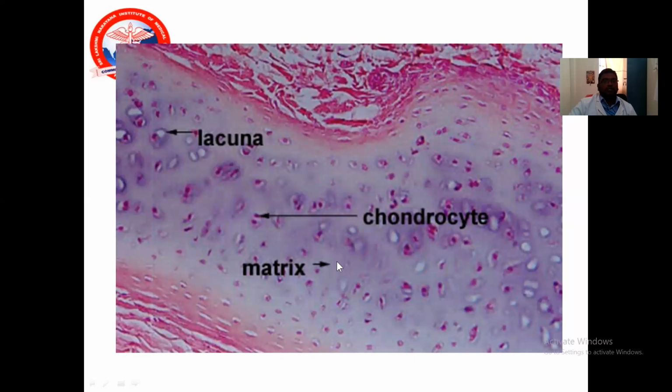So what are the identification features for a hyaline cartilage? You would be able to have the perichondrium. Within the perichondrium, you would be able to get your chondroblast. Inside the cartilage, you would be able to get the matrix or ground substances filled with the chondrocytes. An example for hyaline cartilage is the trachea.